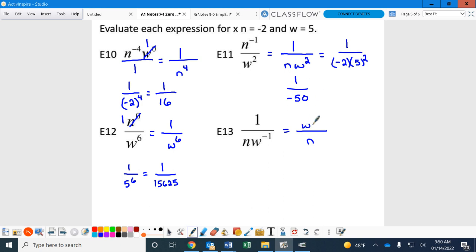Okay? Now that you have it simplified, you'll plug in the numbers. W is going to be 5 over n, which is going to be negative 2. And can you simplify 5 over negative 2? Doesn't simplify, doesn't divide anymore. That's all you got. Okay. Anybody have concerns, questions, anything about it?